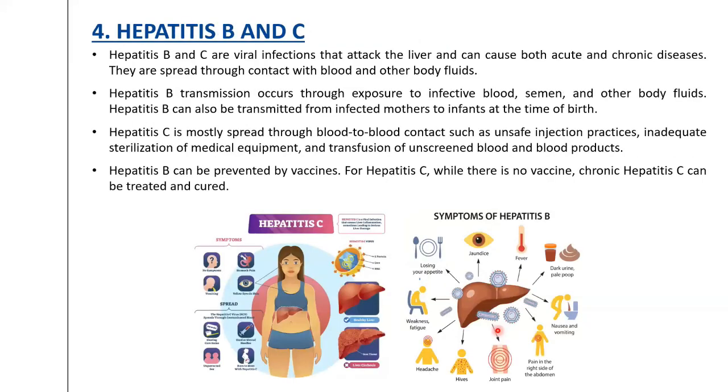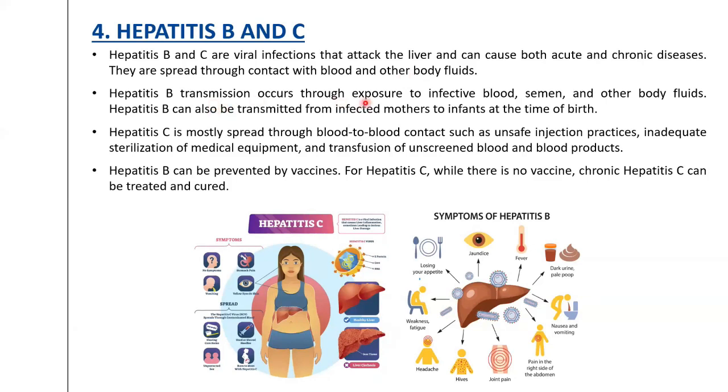Next one is hepatitis B and C. Hepatitis B and C are viral infections that attack the liver and cause both acute and chronic diseases. They are spread through contact with blood and other body fluids. They can be transmitted through the oral-fecal route, through the blood, or through sexual contact.